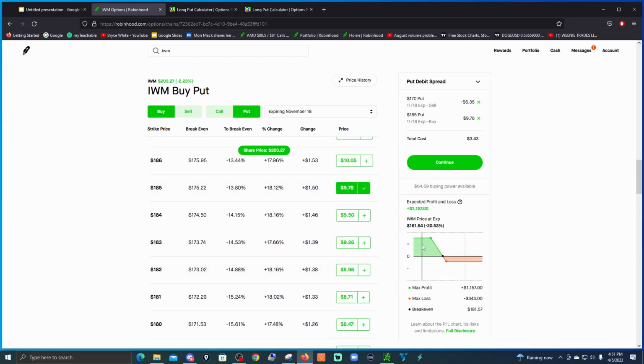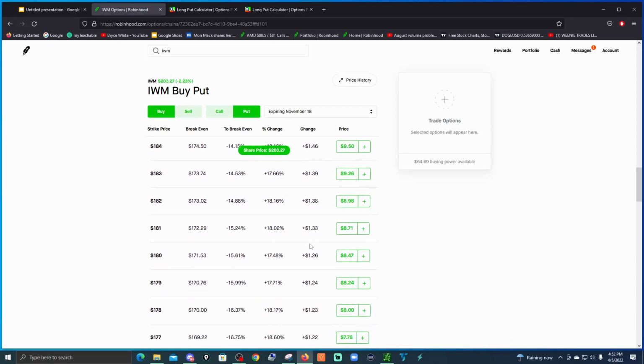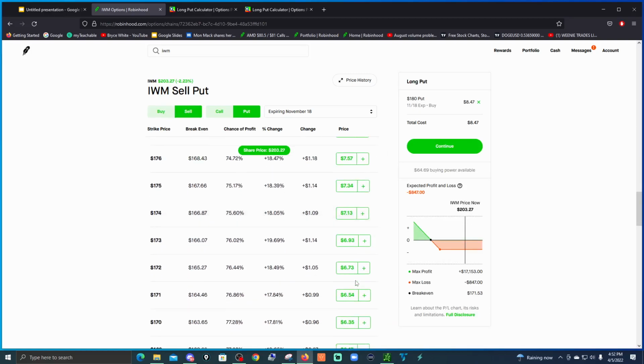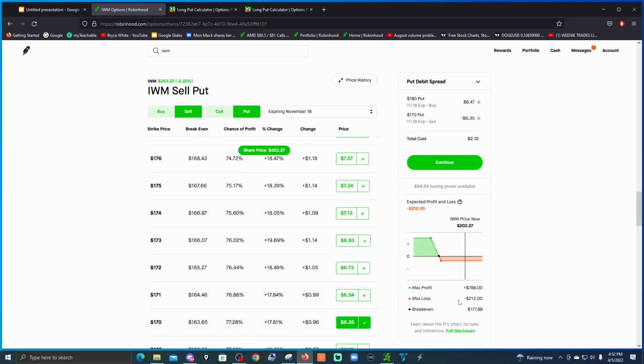Now we have this sort of risk to reward. Our max profit's $1,157 and our max loss is only $343. Again, that's that same 3-to-1 risk to reward. Now, what if I go even a little bit more out of the money? What if I buy the 180 put and then sell the 170 put? Okay, that's a little bit interesting.